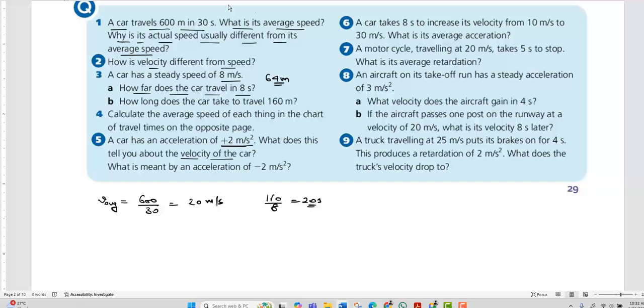Plus 2 meters per second square, what does this tell you about the velocity of the car? Just focus on the situation I told you by giving the example of motion under gravity. For every 1 second, how much was the change in velocity? Every second the velocity increases by 2 meters per second.